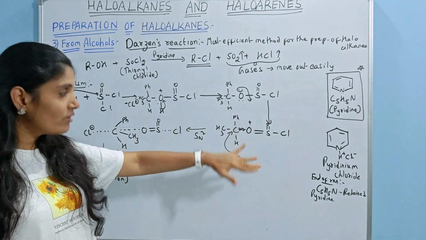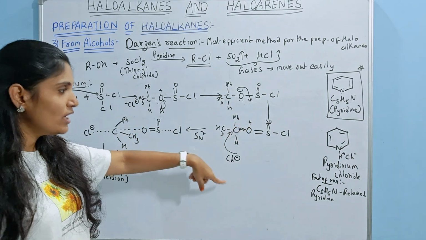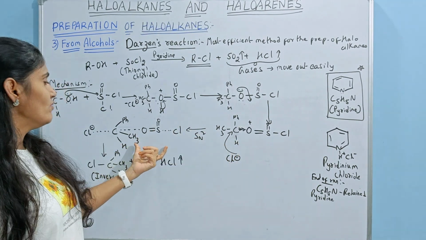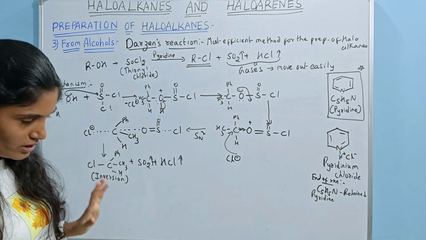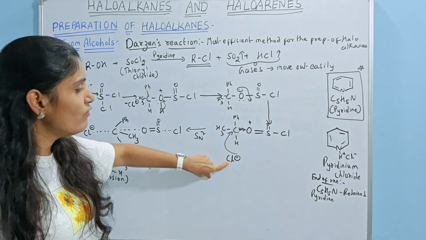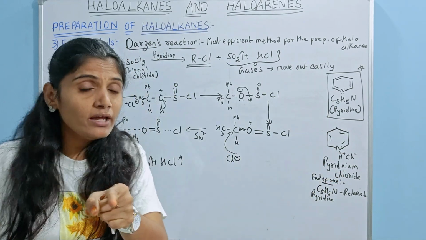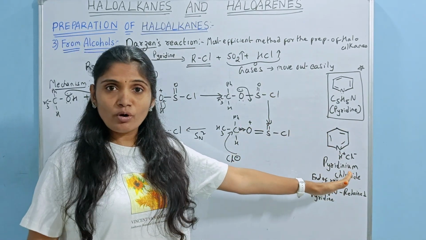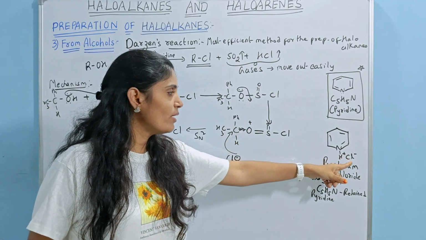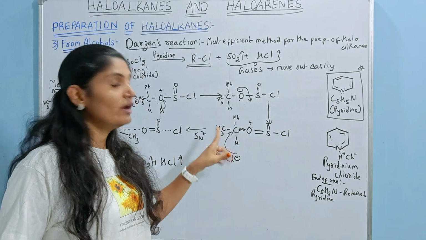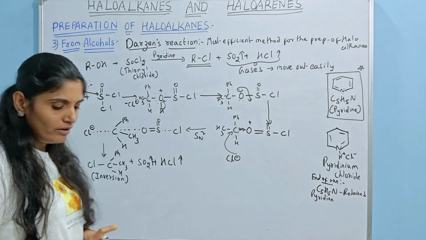Here the difference comes from this step, because Cl minus from pyridinium chloride will attack from the back side. That will create the inversion of configuration here. So this step is the deciding step. And where is the Cl minus coming from? Pyridinium chloride. I hope you understood the role of pyridine here. Pyridine becomes pyridinium chloride, and when the Cl minus sees the electron deficient carbon, it will come and attack here, giving the inverted configuration.